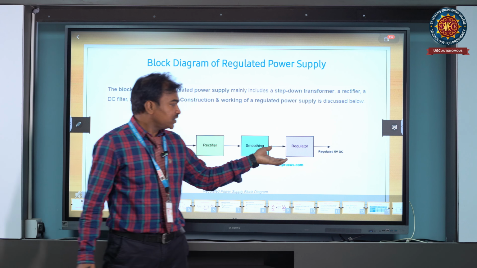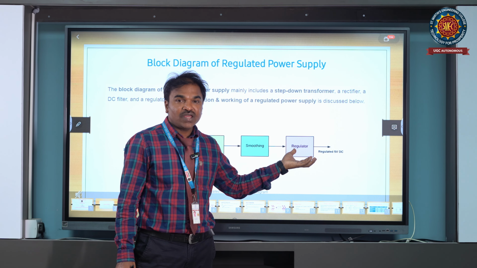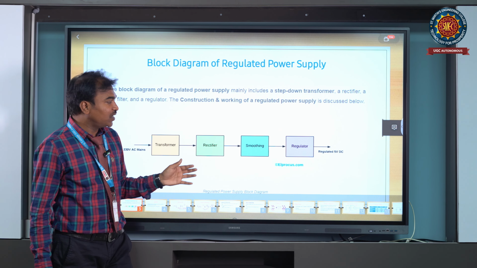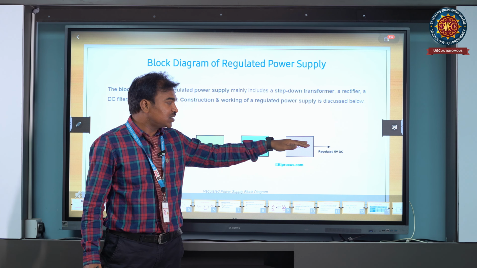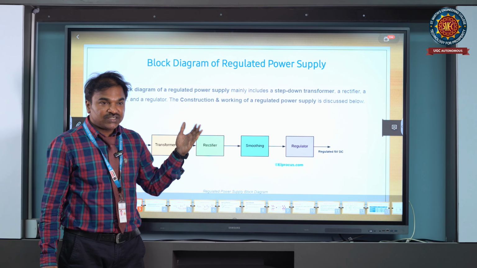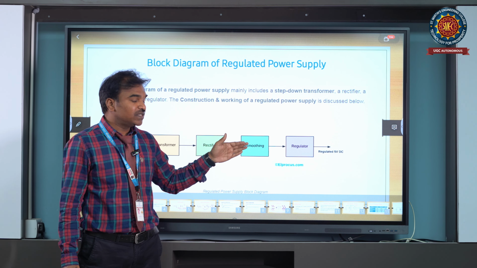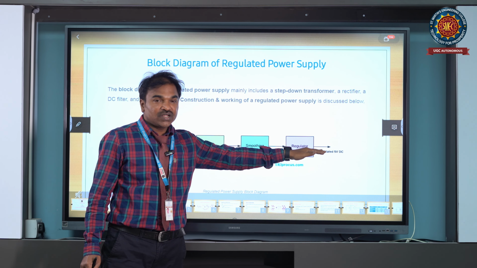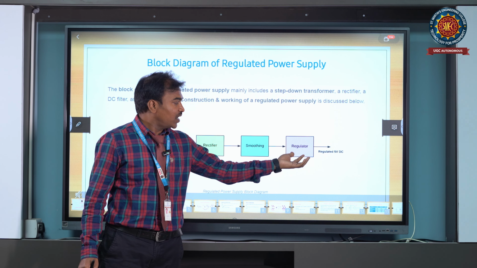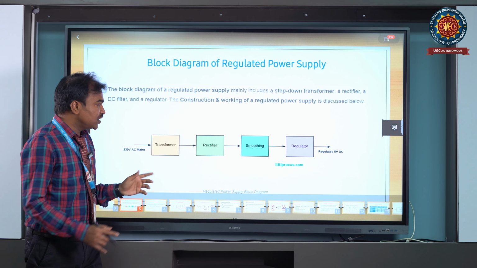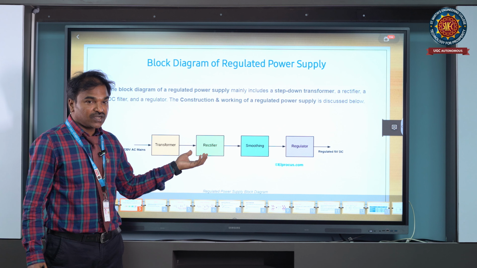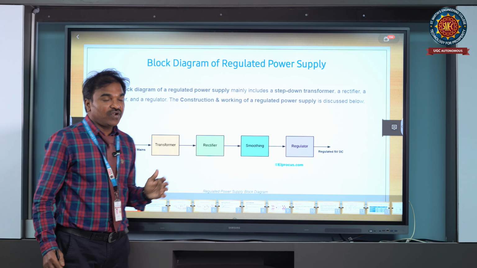The final step is the regulator. What is the use of the regulator? We expect a constant DC output voltage. If temperature changes or load changes, the output voltage should remain constant. That's why we are using a regulator. This is the basic block diagram, and my present topic is rectifiers and filters.